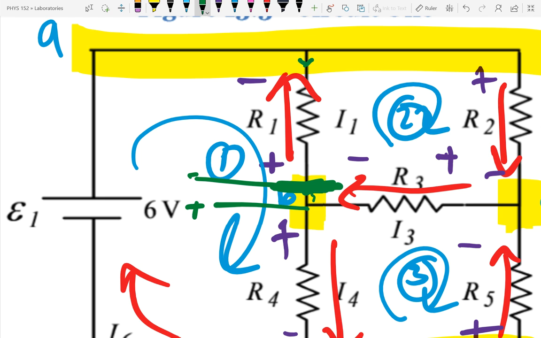Because you are going to measure the voltages based on the current directions you wrote. And then you're going to calculate the voltages based on the directions you wrote. Well, you're going to calculate the currents based on the directions you wrote. So you need to make sure that you're consistent.